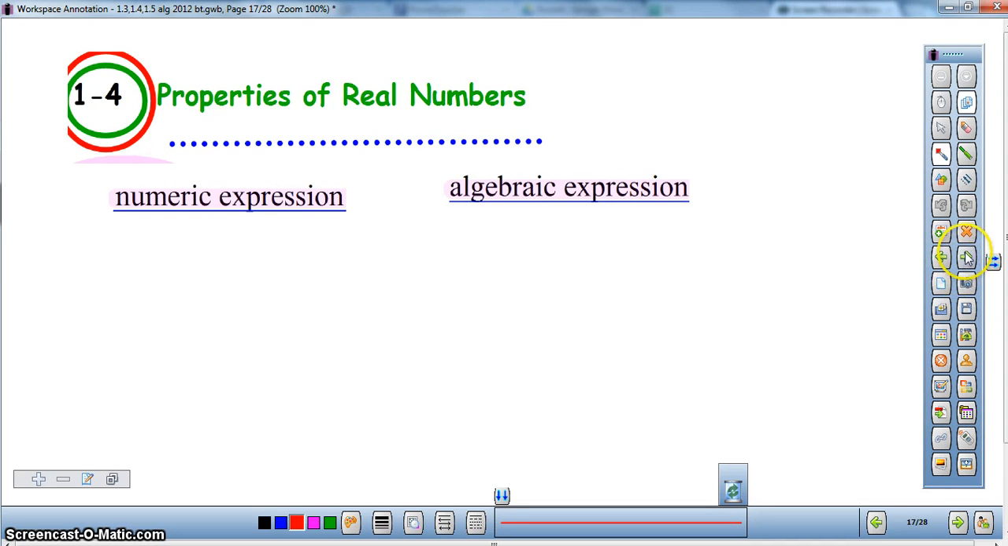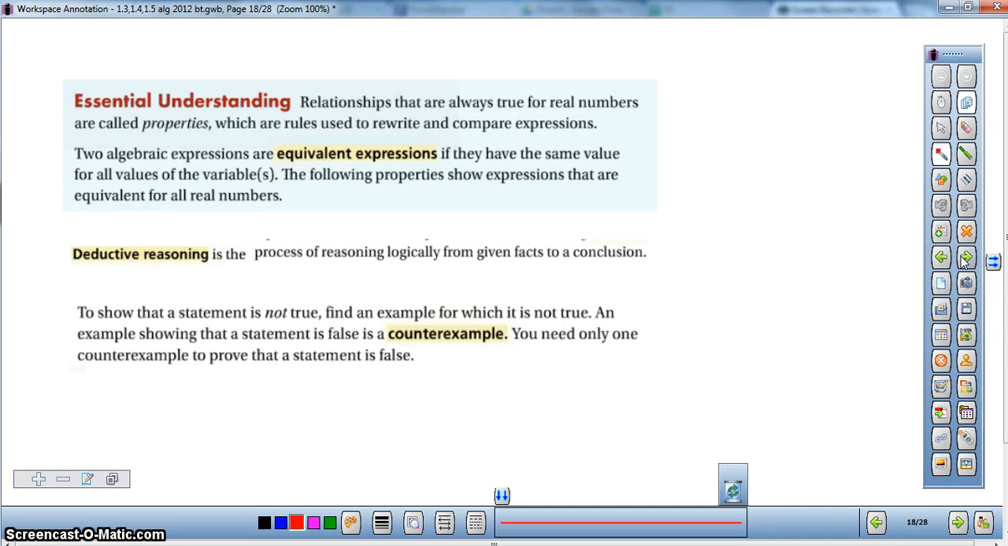So we're going to work with both numeric and algebraic expressions. More notes for you. How are numbers related and our properties? You're going to see quite a few properties coming up. We're going to be talking about equivalent expressions, which have the same value for variables.